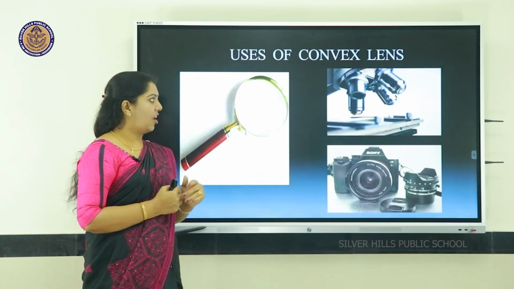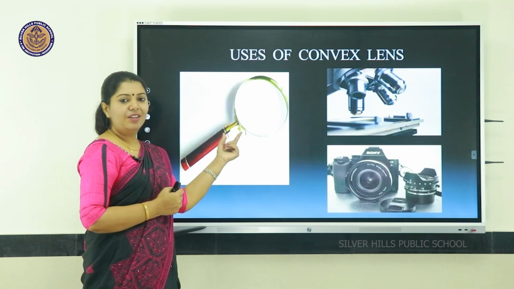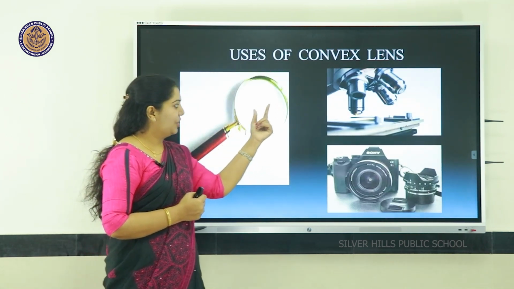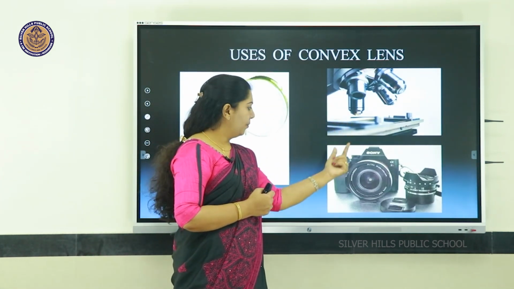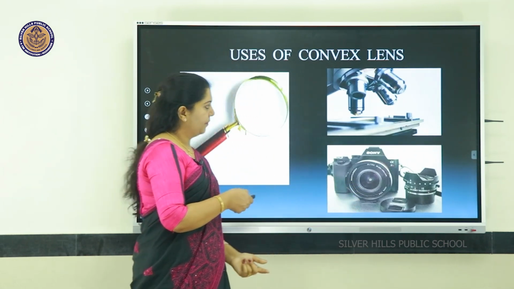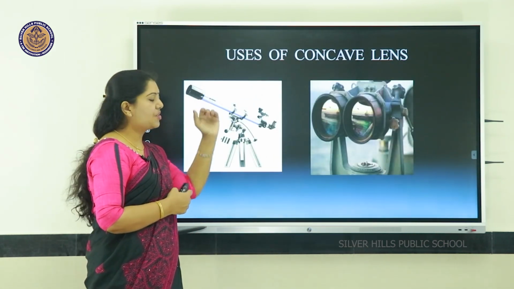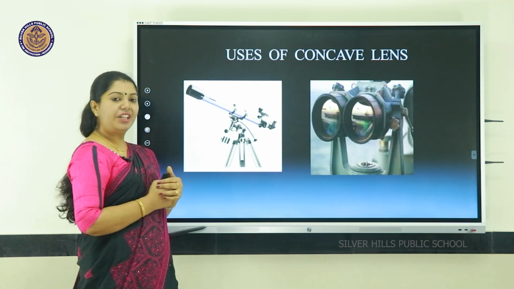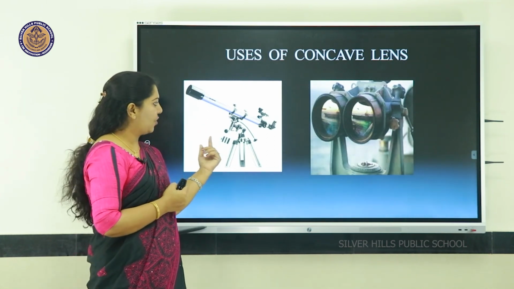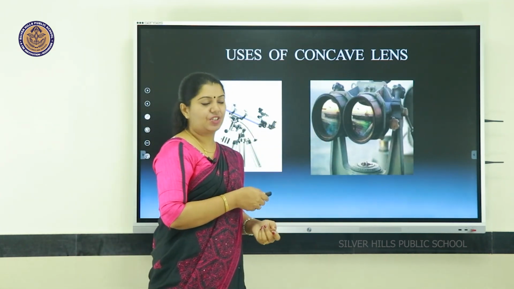The uses of convex lens: first one used in hand lens, used in microscope, used in camera. Uses of concave lens: concave lens used in telescope, binoculars, etc.